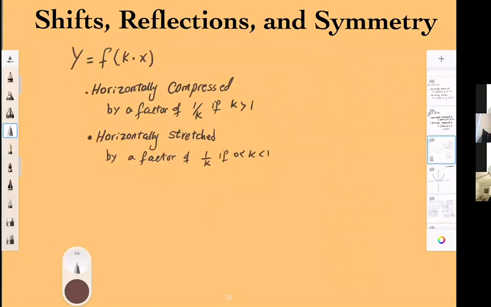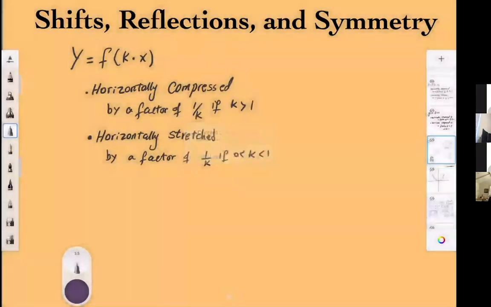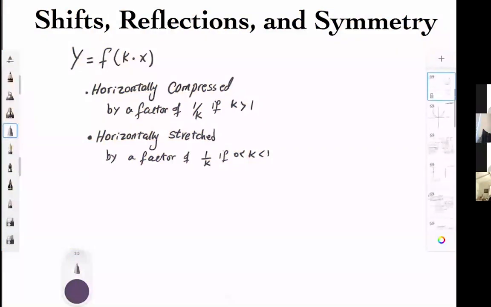So that was outside of function. Now we're dealing with inside of function. I get sick of this color. Let me remove this. Whew, much better.